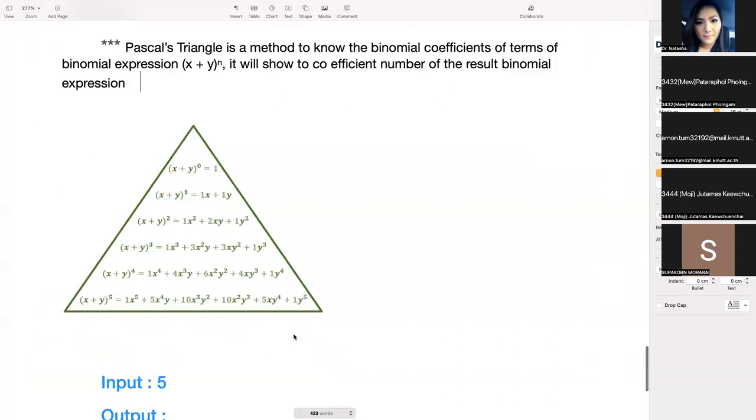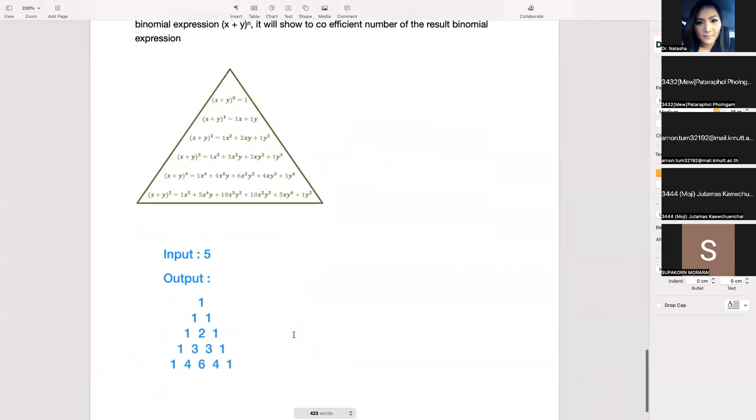Basically, I ask you to print out Pascal's triangle the same way. You don't print the x and y, you just print the coefficients. You see, right? 1, the same as here, 1. 1, 1 is the same as x plus y, 1x plus 1y. 1, 2, 1 is 1x squared plus 2xy plus 1y squared, the same way. So you have to think carefully about how to solve it.